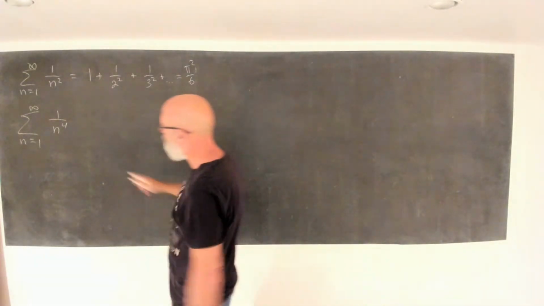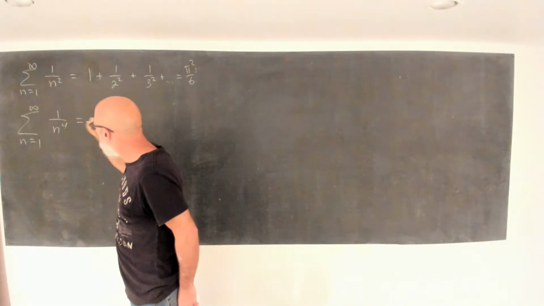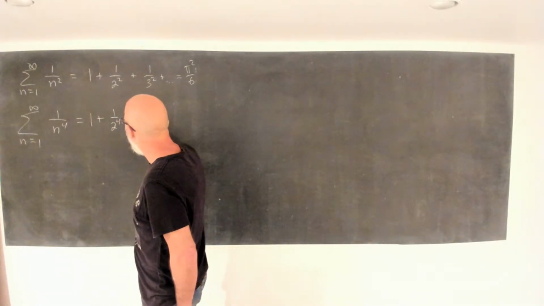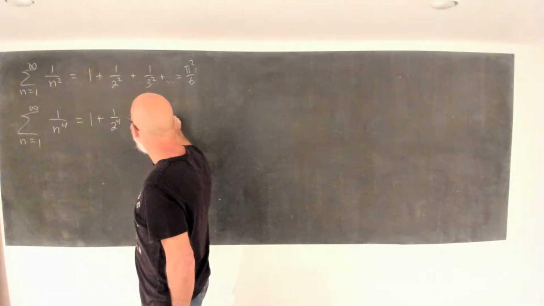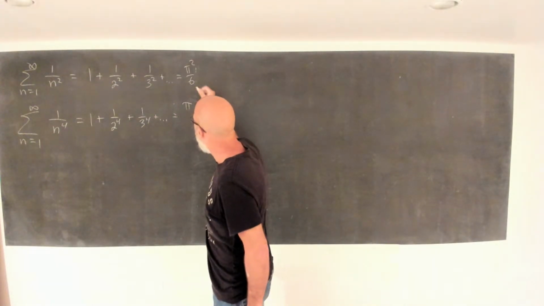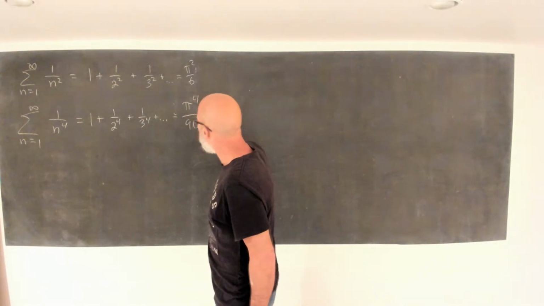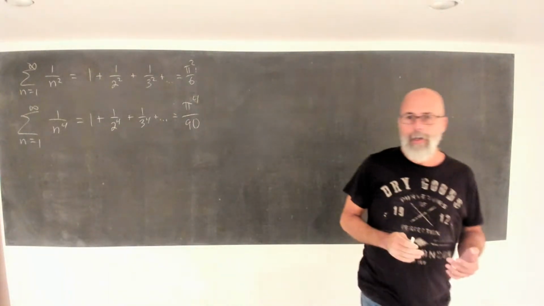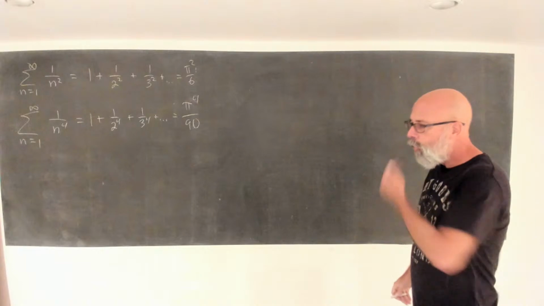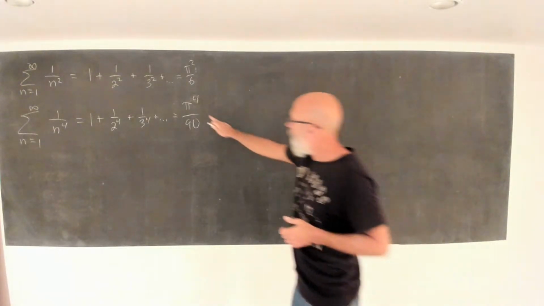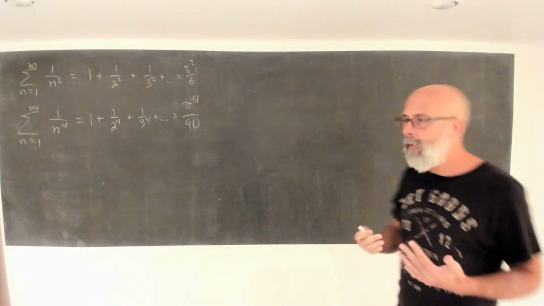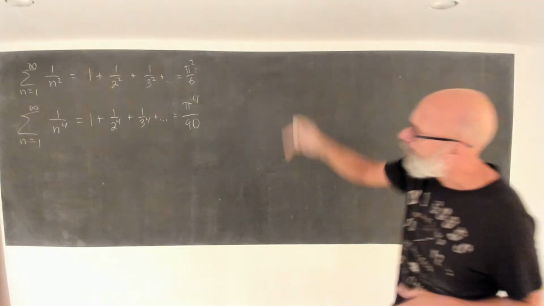Similarly, the series 1 over n to the 4, which is 1 plus 1 over 2 to the 4, plus 1 over 3 to the 4, and so on, is equal to pi to the 4 over 90. So what I was wondering, these kind of look similar. Is there a relationship between the two series?